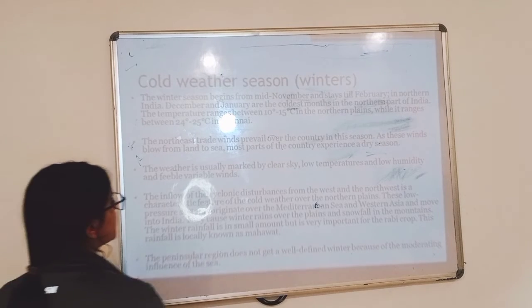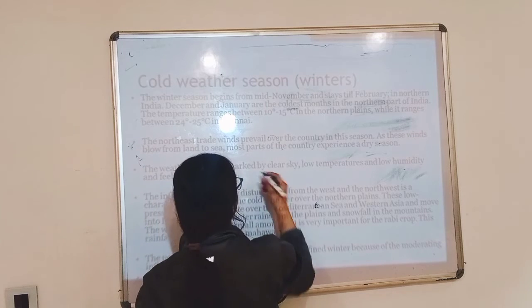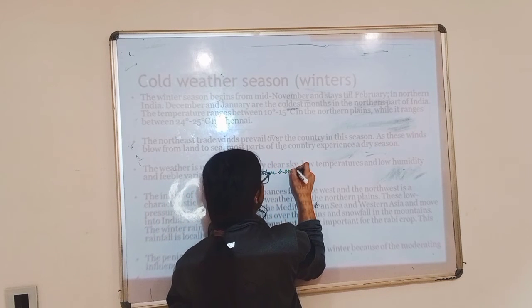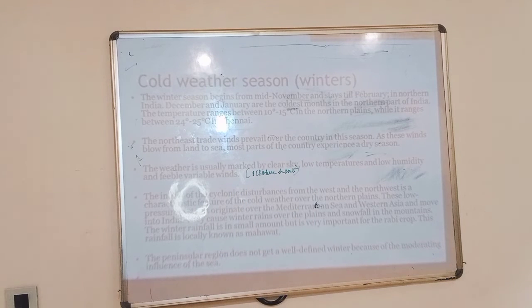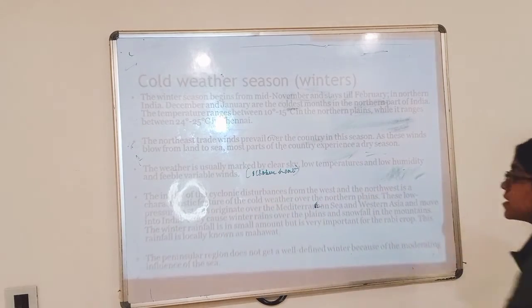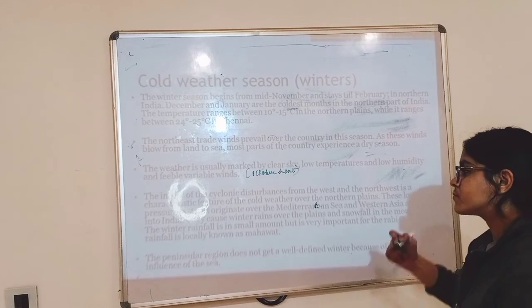Weather is marked by clear sky, low temperatures and humidity. इसको October heat भी कहते हैं. It's also known as October heat. Inflow of the cyclonic disturbances is characteristic feature of the northern plains. These low pressure is from humidity. Right? मैंने बताया था? अब देखो.